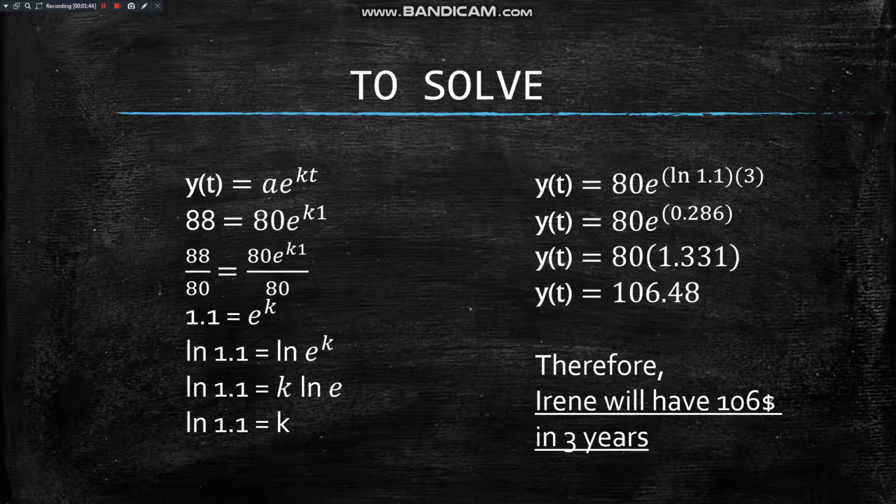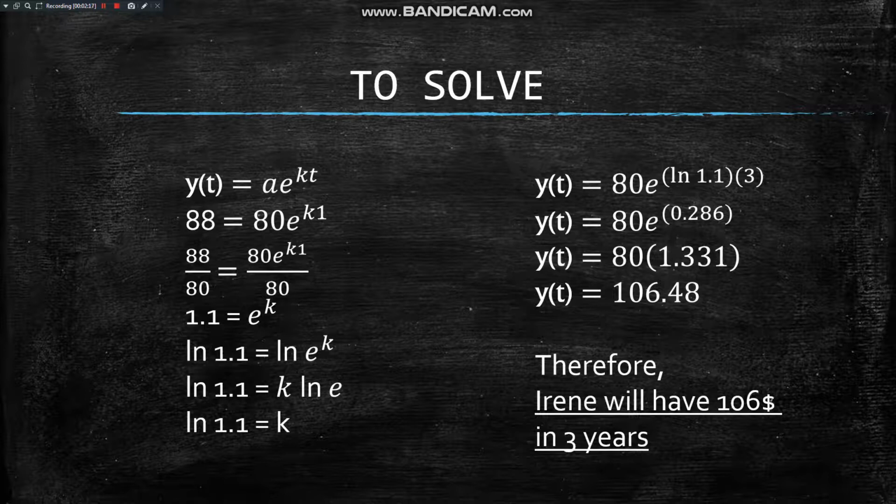We use ln on both sides, and we apply the power law on the right side of the equation. We then cancel ln e because it is equal to 1, so we have the value of k, which is ln 1.1. And then, substitute the given values into the equation. y of t is equal to 80 e raised to the power of ln 1.1 times 3. So ln 1.1 times 3 is equal to 0.286.